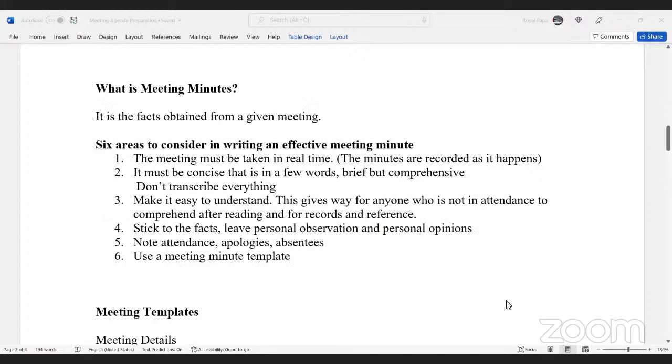The next one is that it must also be very concise. When you are writing the minute, go straight to the facts. Go straight to the facts. In minute writing, it is something that you should not go by transcribing.